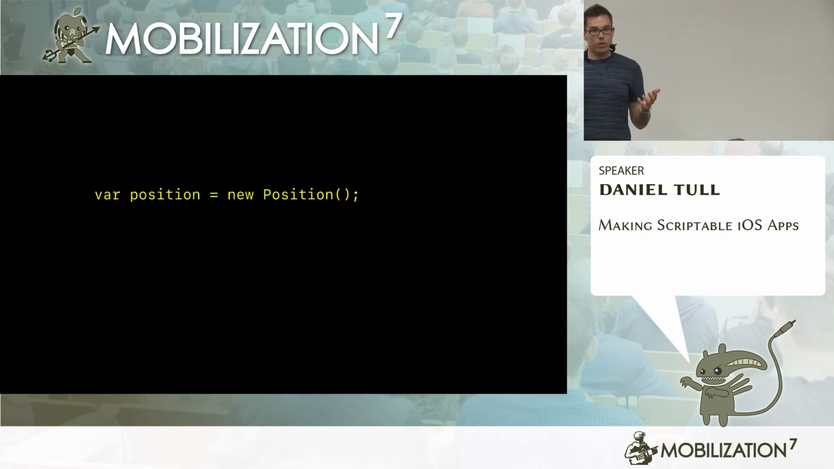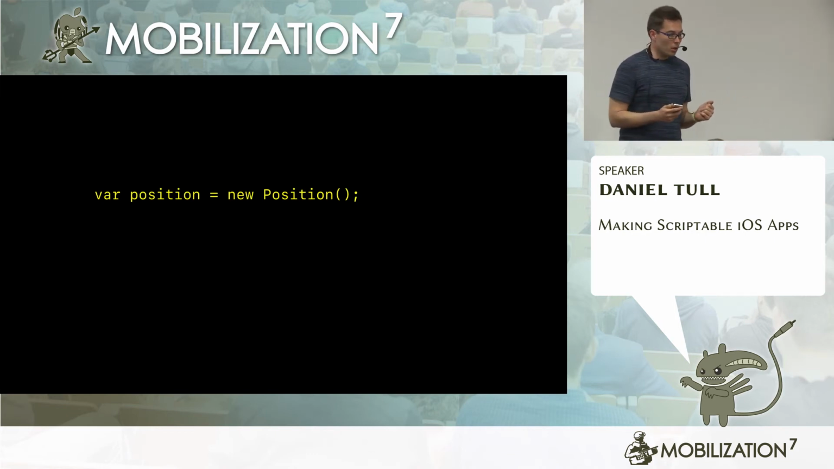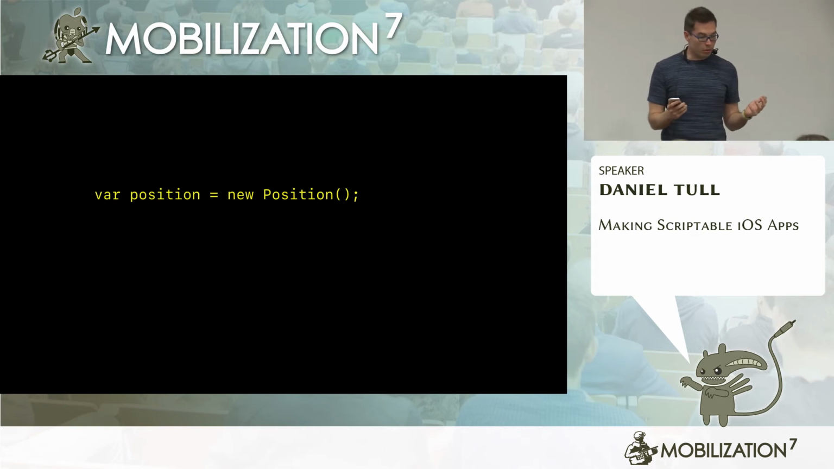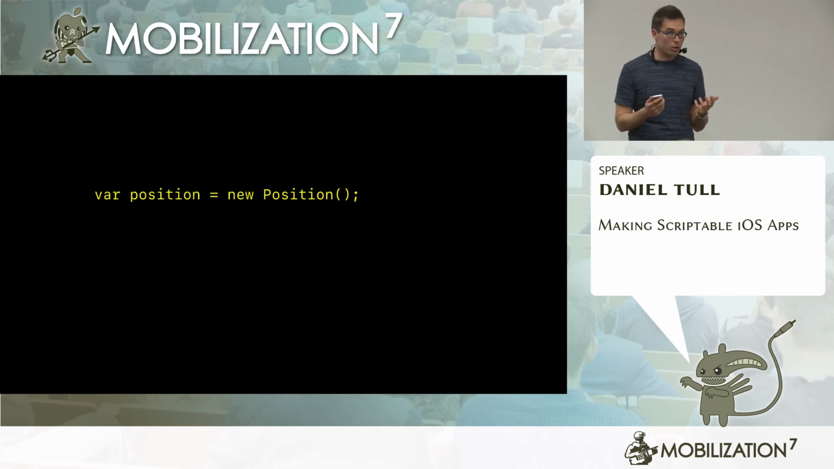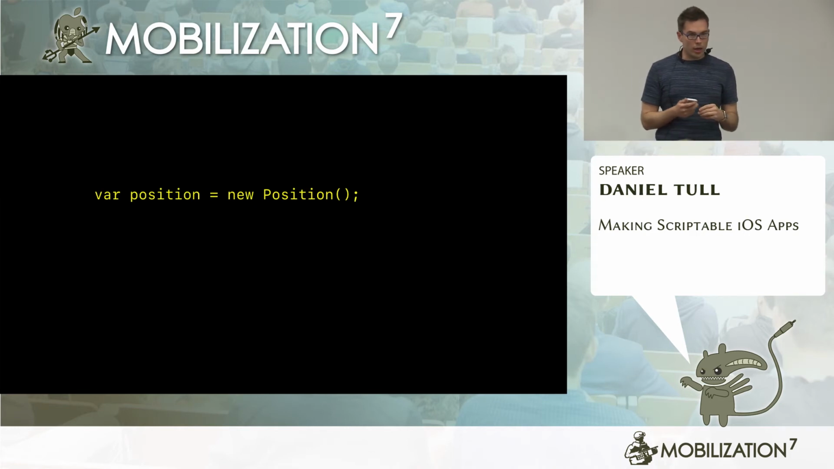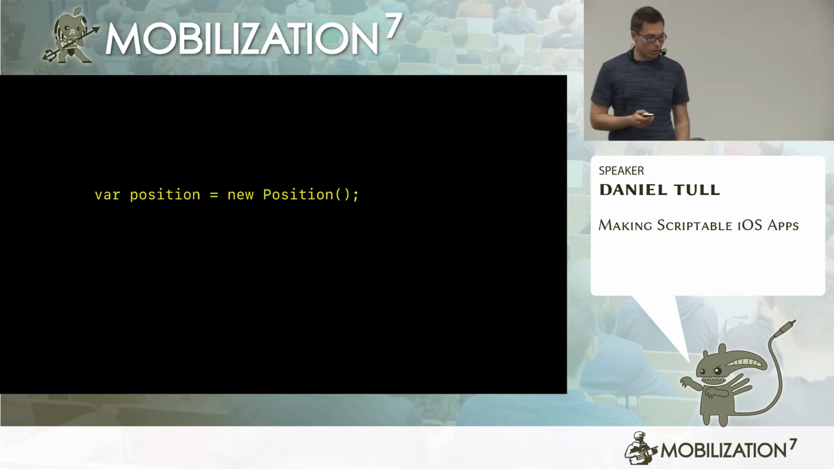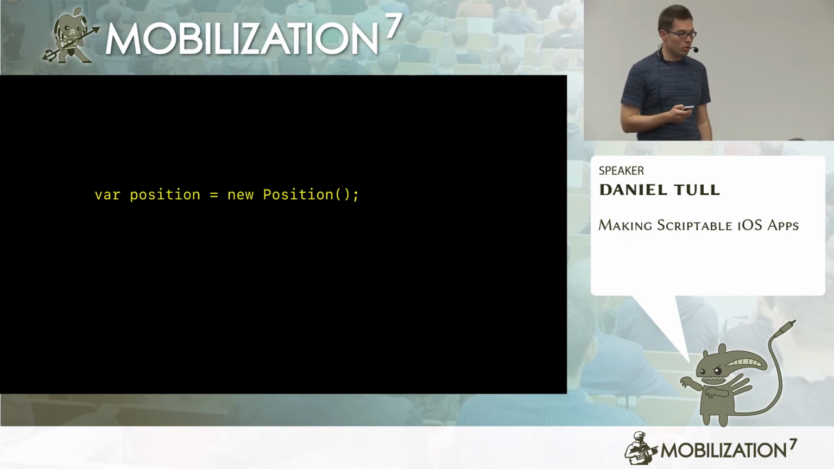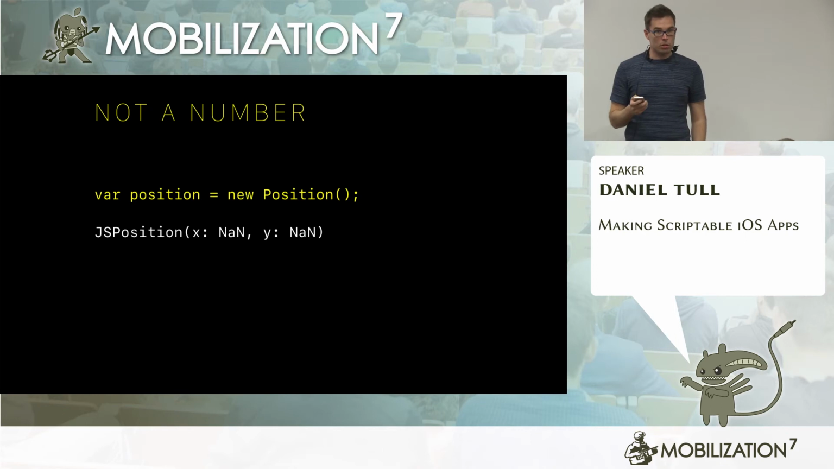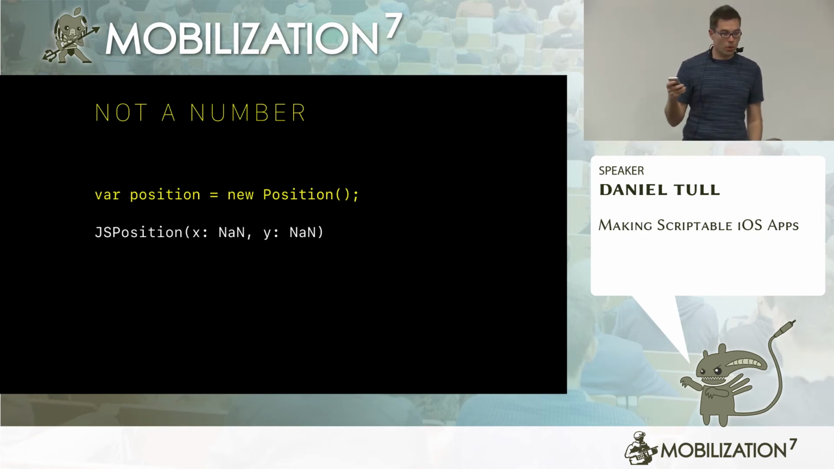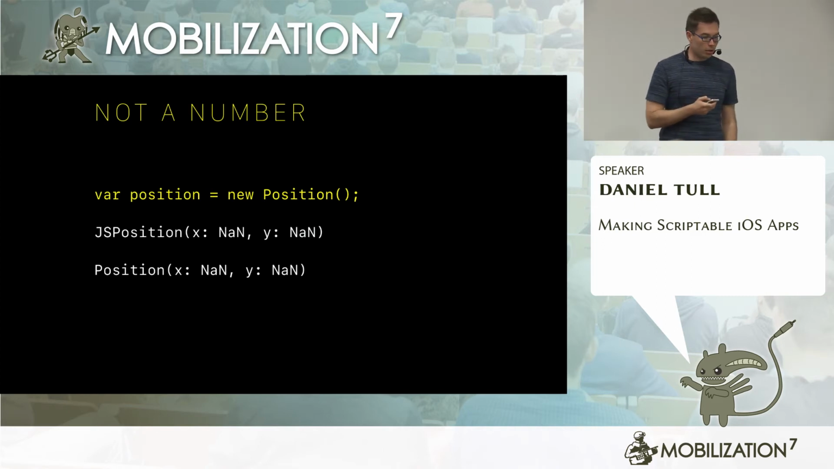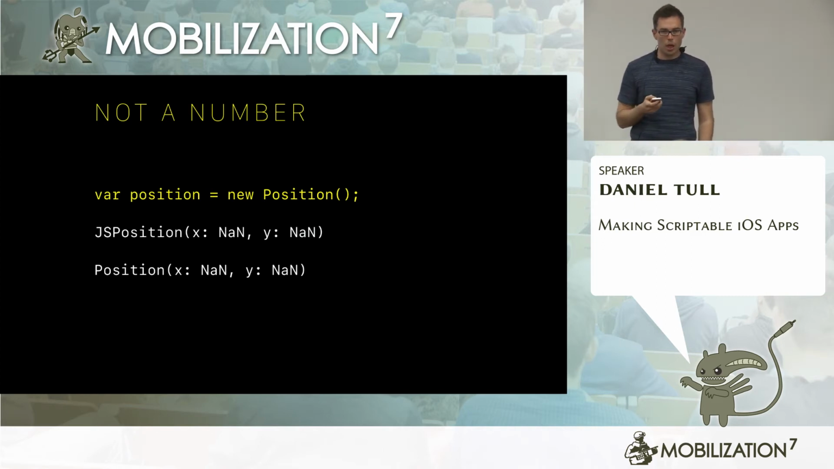All of these gotchas come down to the fact that JavaScript is not typed, and Swift is completely typed. So imagine we're in JavaScript, and we create a new position. If you remember, the position had the position initializer, which comes across as a constructor in JavaScript. It took an X and a Y value. So if we called that constructor with no parameters, what gets passed to JS position is not a number and not a number. And that gets pushed to our position type, and that's kind of fine with it, but it's possibly unexpected.